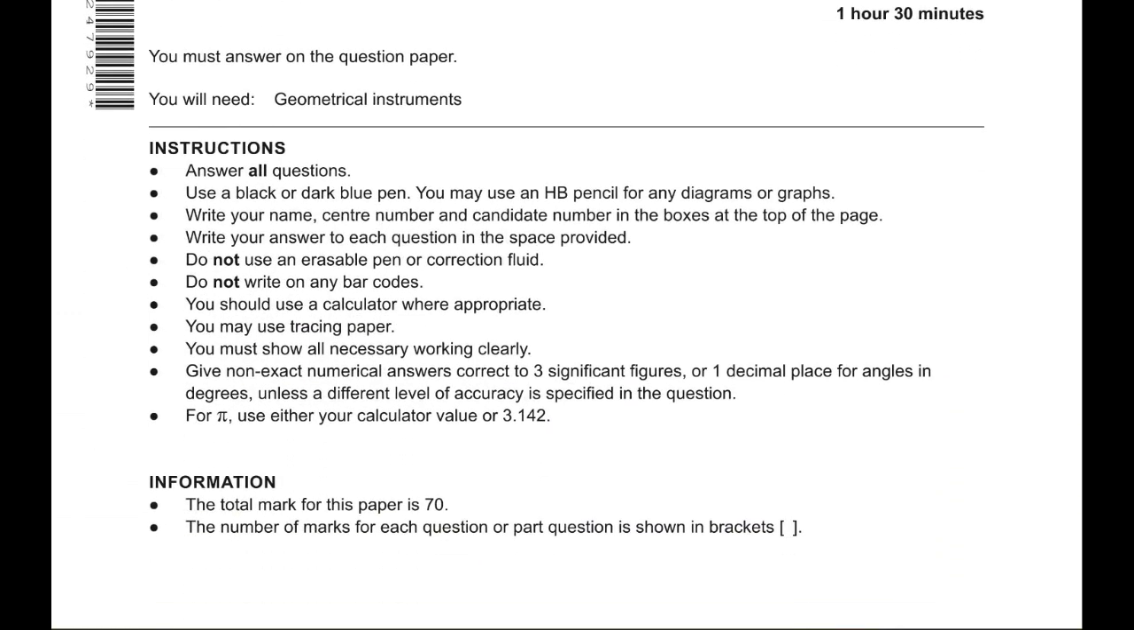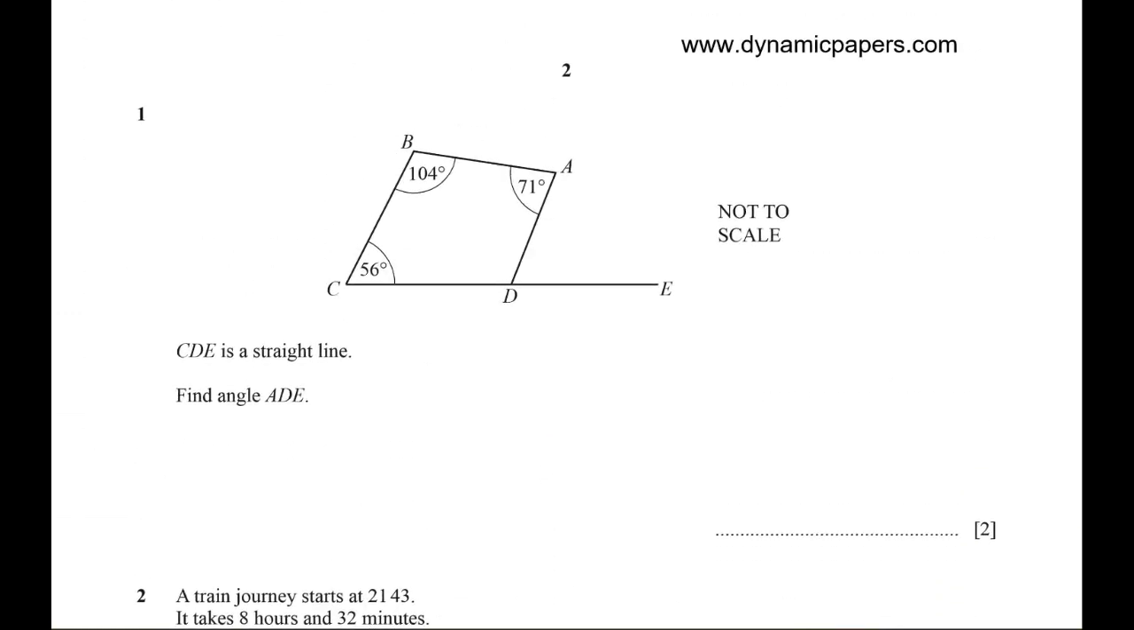The first question with us here is question number 1. An easy question. Polygon, quadrilateral. We all know that the sum of all interior angles of a quadrilateral is 360. So we can find the measure of angle ADC.